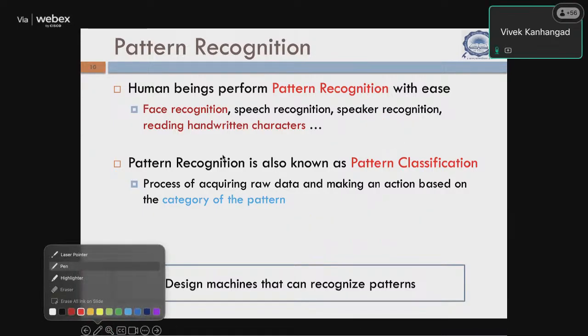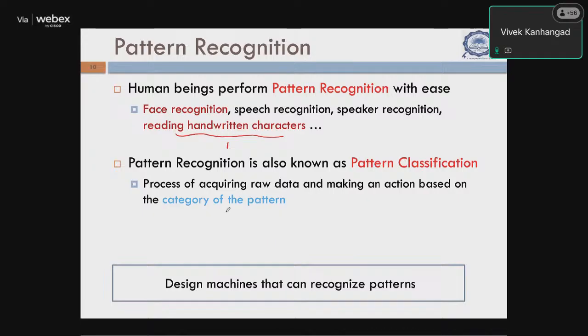Similarly, I've been writing several things on this slide, and you were able to recognize those characters. Not just recognize, you were able to put the individual characters together into a word, then put several words together into a sentence, and then recognize what that entire thing means. So it's very high level processing that human beings do with very little effort. There are many things that we don't even realize we perform.